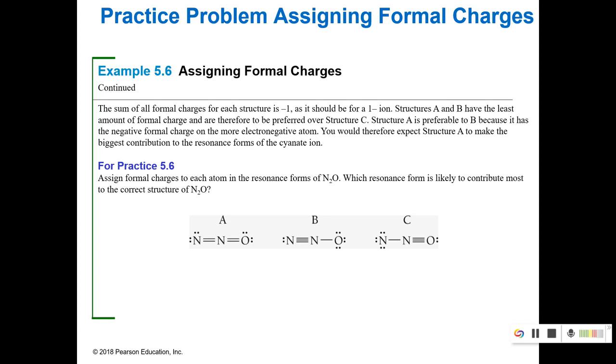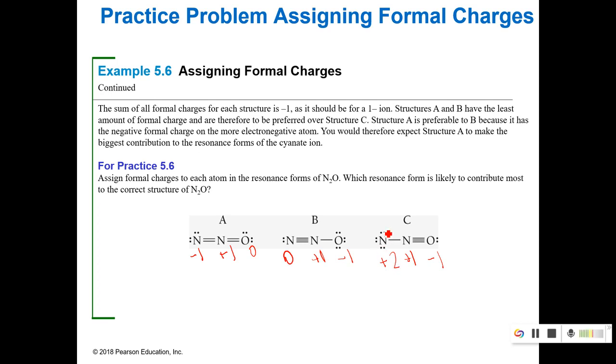Same thing here, assign formal charge. So I've got negative 1, plus 1, 0. 0, plus 1, negative 1. Plus 1, negative 1. Positive 2.